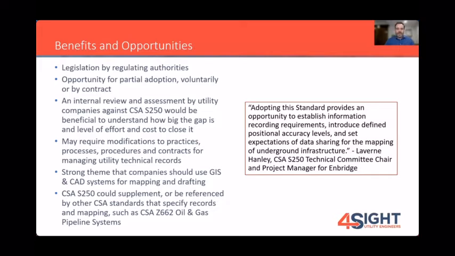There's a strong theme that companies should use a GIS or CAD system for mapping and drafting, and hopefully most are now. And then CSA S250 could supplement or be referenced by other CSA standards that specify records and mapping. A great example of that is CSA Z662 for oil and gas pipelines.